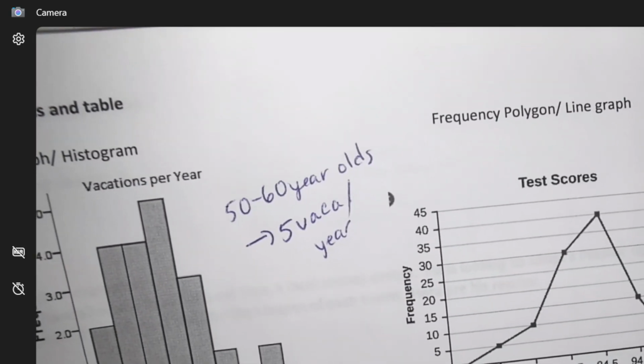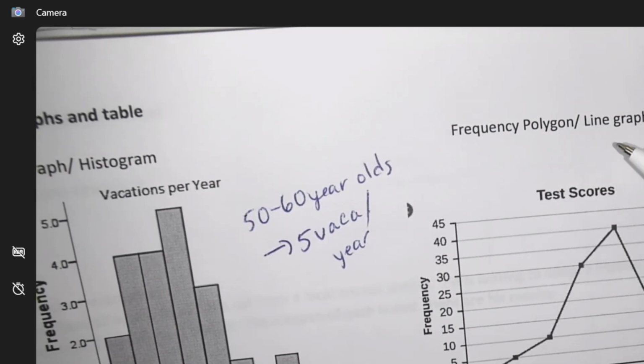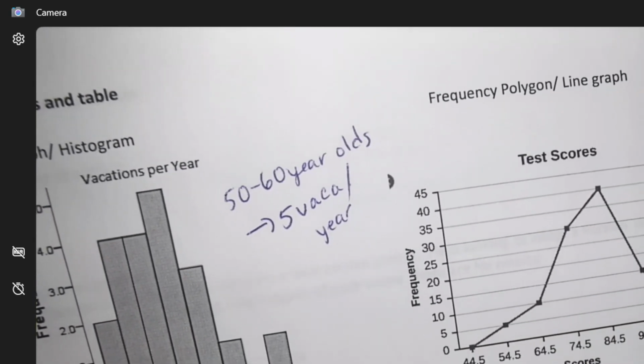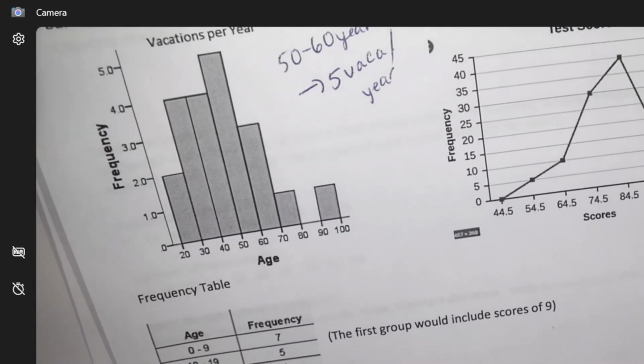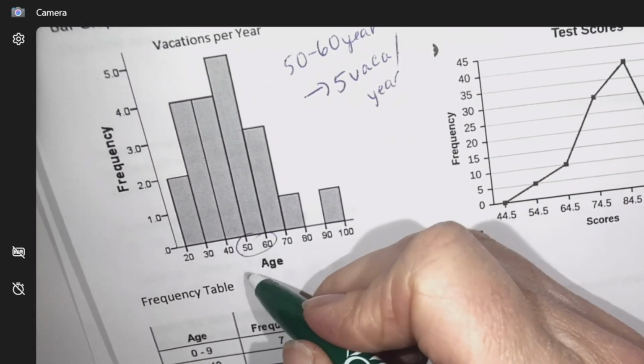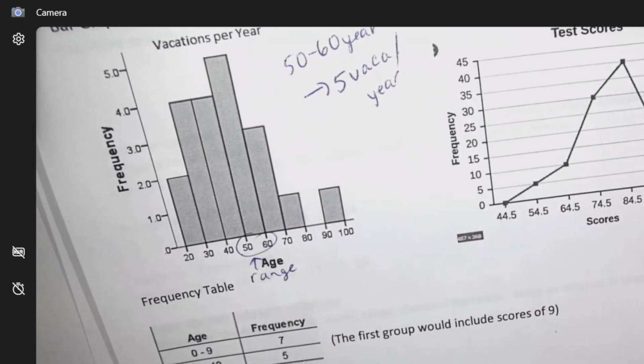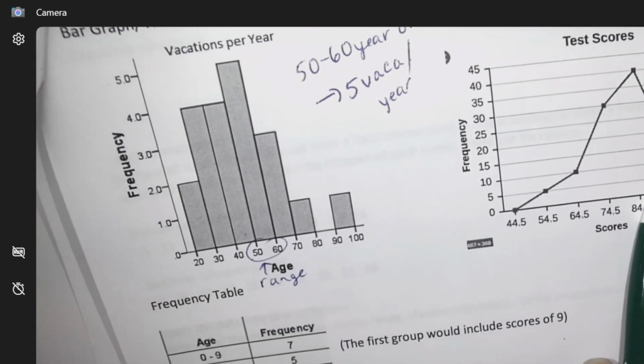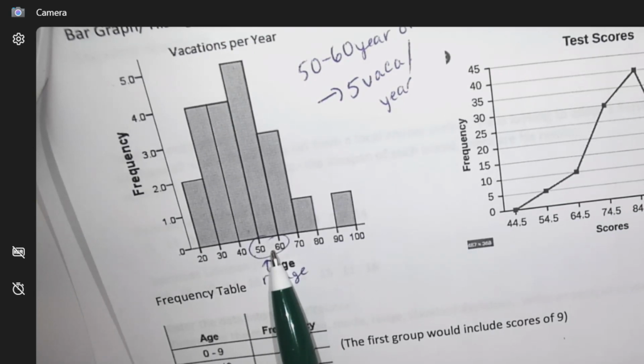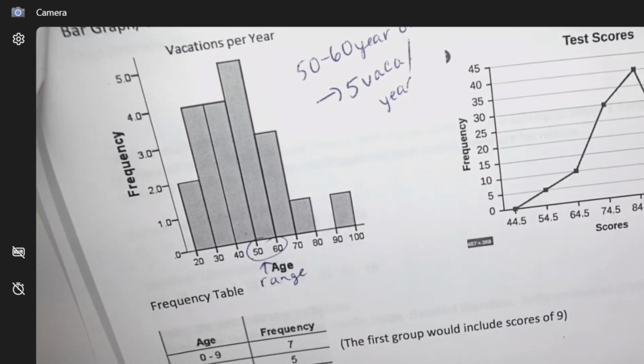Okay? This type of graph is called a frequency polygon or a line graph. So instead of doing between 50 to 60, they use midpoints. Okay, so these are midpoints. And then we just connect them all together. So that's kind of the difference between them. This one uses a range, and this one uses the midpoint values. So if I was to do this one as a polygon graph, I would use 55.